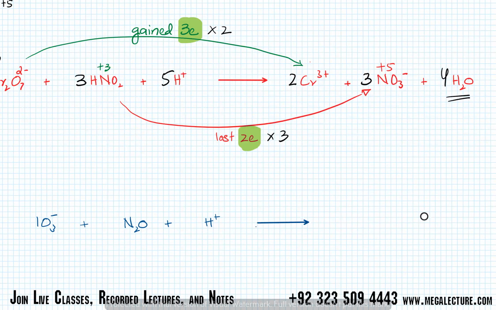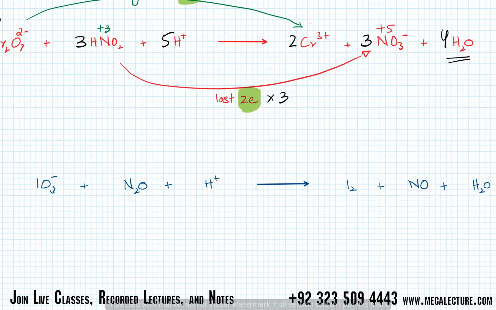Then after that there is I2 and NO, and I think there's H2O at the end. There's going to be H2O. Now you've got this redox reaction happening. We need to balance this redox reaction.